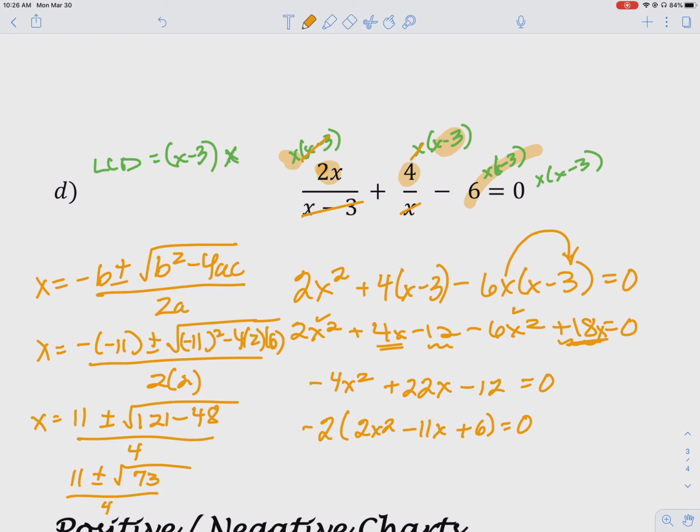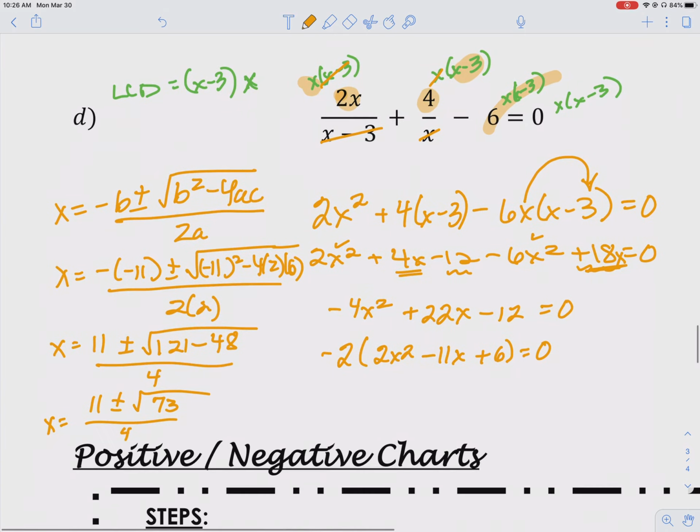And I can't do anything to the 73. I can't take anything out. So that is actually my answer. So you can leave it like this. I believe the back of the book leaves it like that. Some folks like to write it as 2 separate answers, one with a plus and one with the minus. So let's take a break and then we'll do the new part of this section.